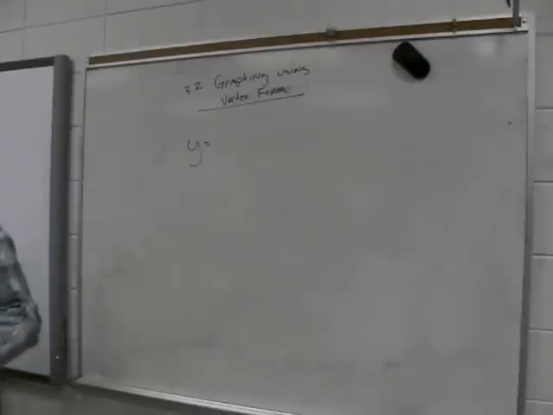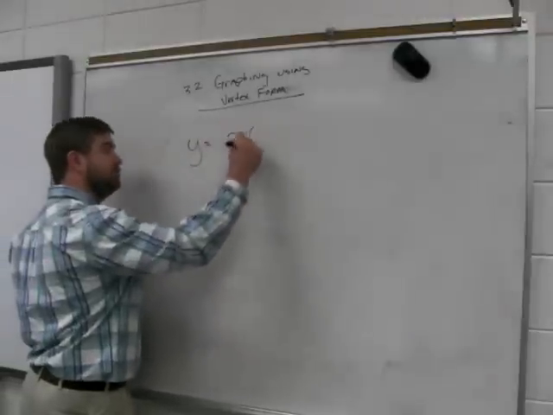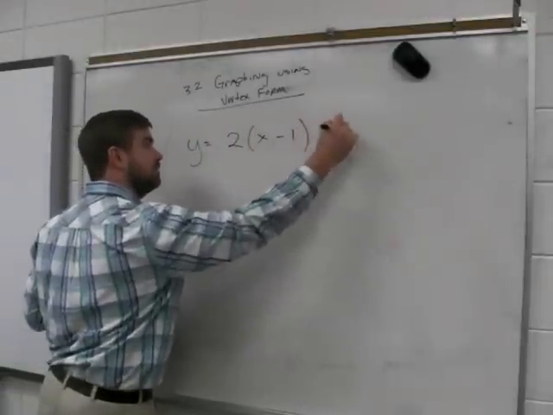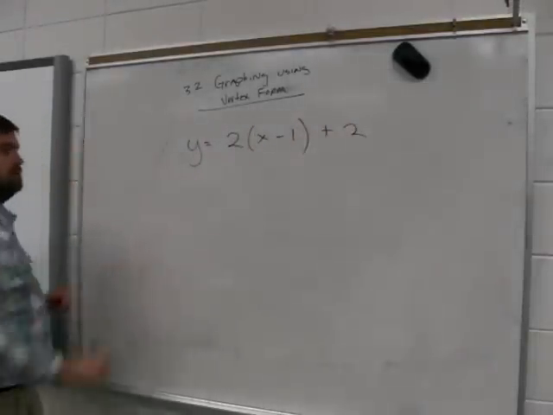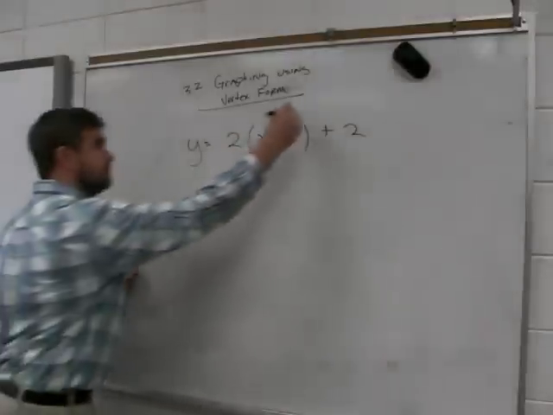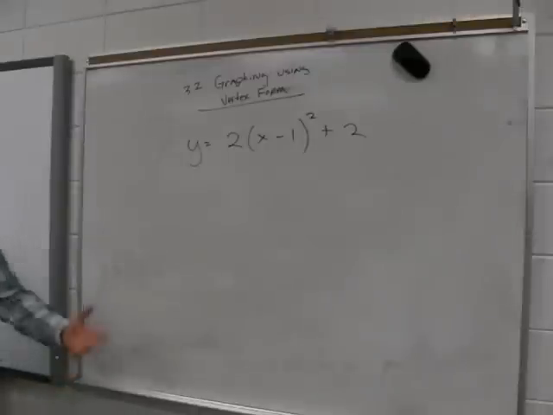So what is this magic form? This is an example: 2 times (x minus 1) squared plus 2. Who can raise their hand and tell me the vertex? Yes? 1, 2. Perfect. Exactly right.